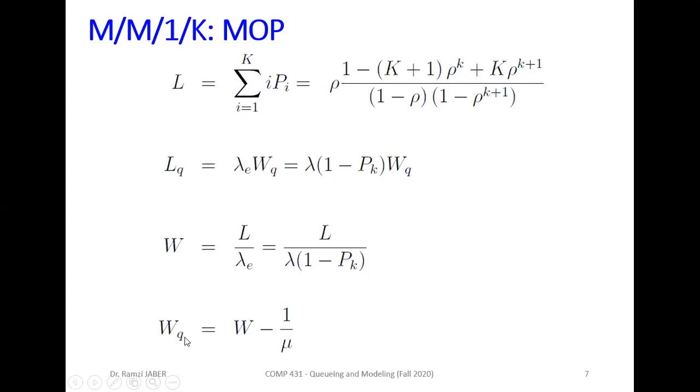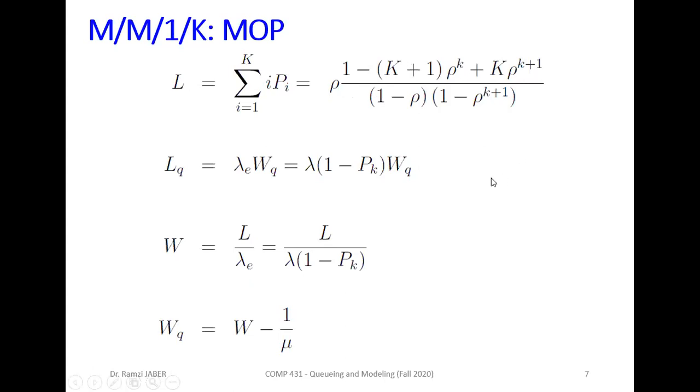Then WQ equals W minus 1 over mu. Then LQ equals lambda E times WQ. Then W equals L over lambda E. So first we calculate L, which we can solve in two methods: with the big equation or with the summation. If K is small, this method maybe will be better. Okay?